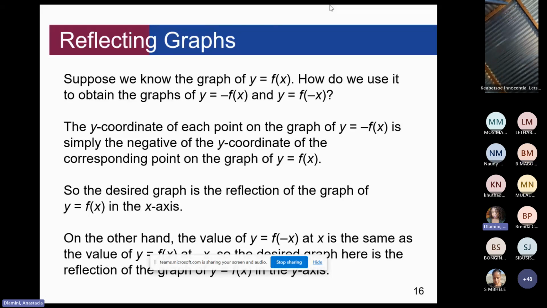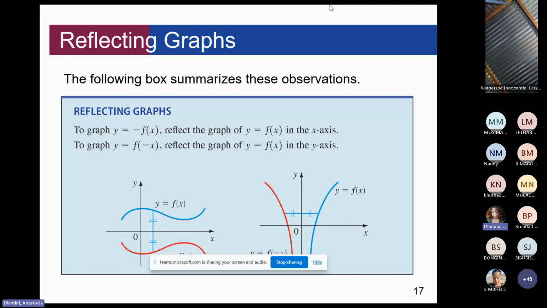I know they'll take out a small box to do the definition. So the following box summarizes the observation. Now, remember carefully: to graph y equals minus f of x, reflect the graph of y equals f of x in the x-axis. Is it clear, guys? Yes, ma'am.